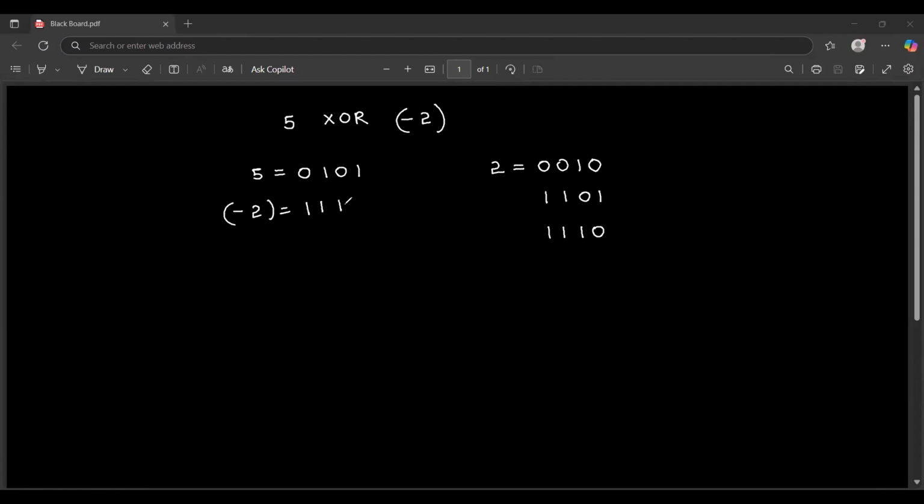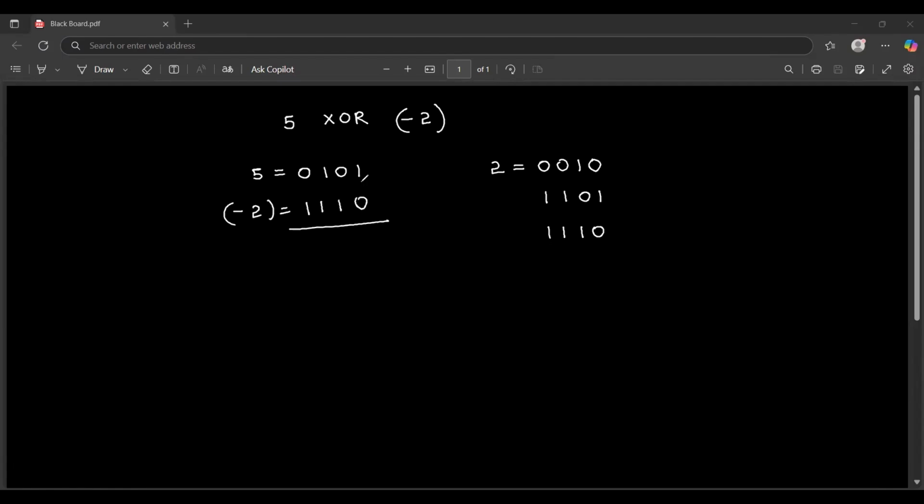So let's say we have 5 XOR, and let's say we have -2. Yeah, it's better. So 5 is equal to 0101. 2 is equal to 0010. So the 1's complement is 1101, and -2 will be 1110. So -2 can be given as 1110.